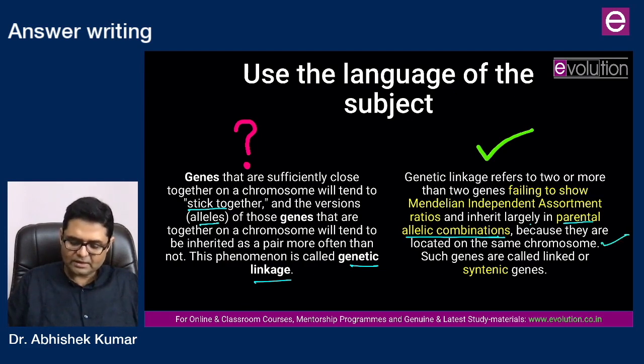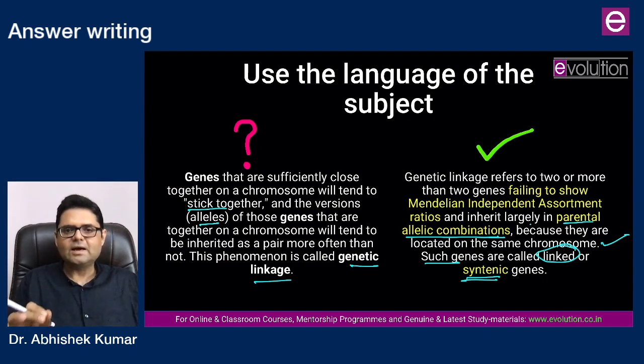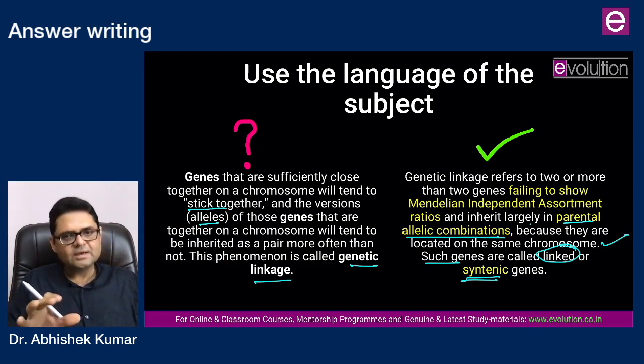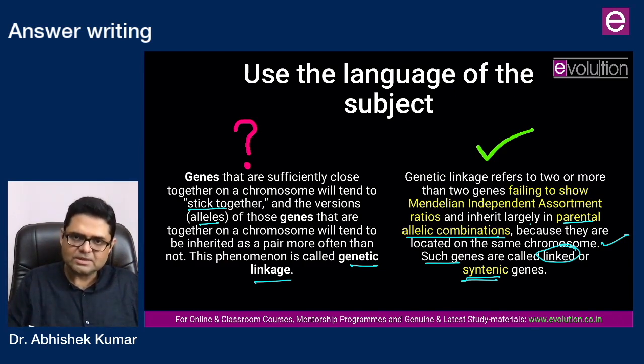Then you have to write such genes are called linked or syntenic genes. Syn means together, ten means thread. So together on a thread, that means together on a chromosome. So the things which are written in yellow are the language of the subject which must find a place in your answer. That is what is meant by using the language of the subject.